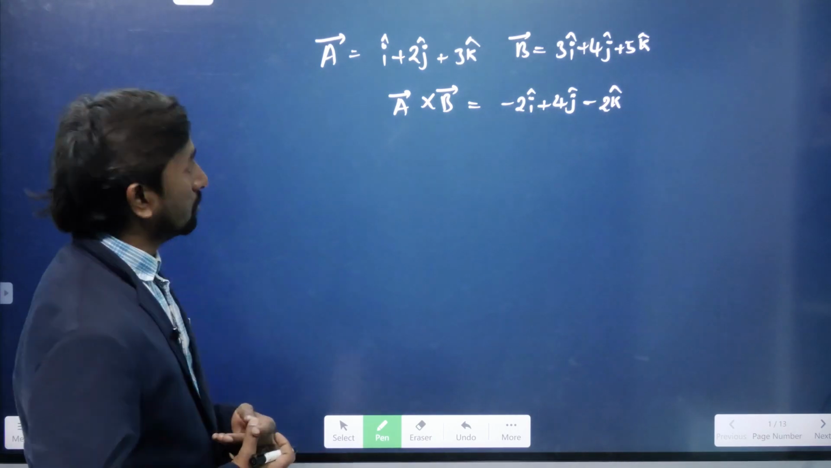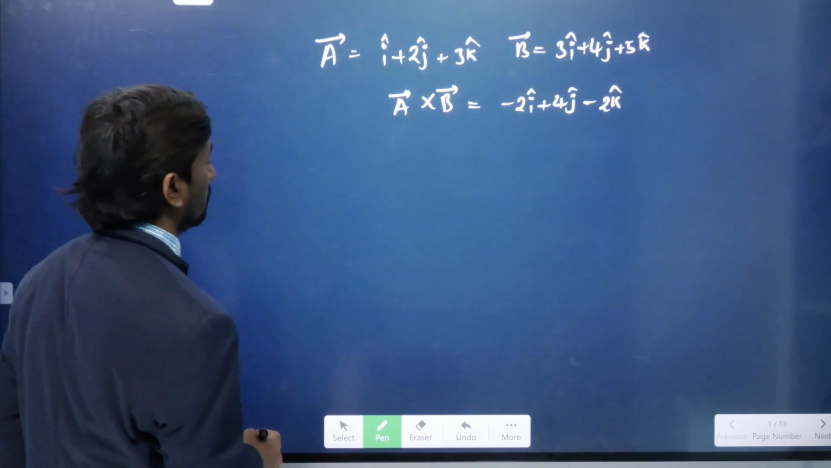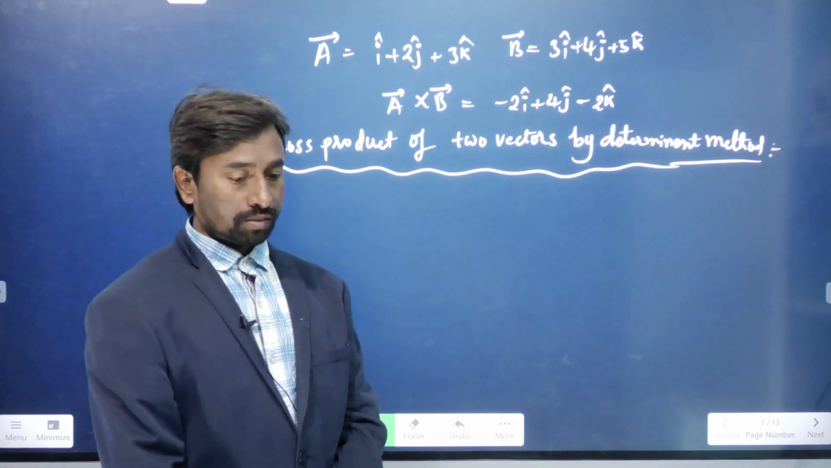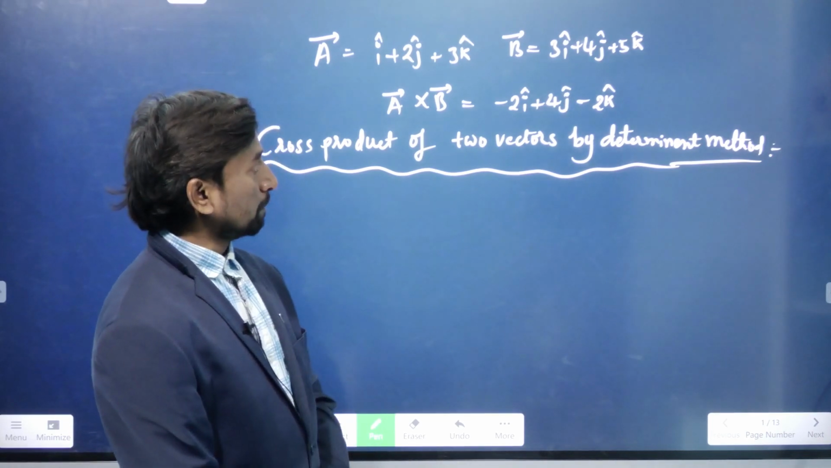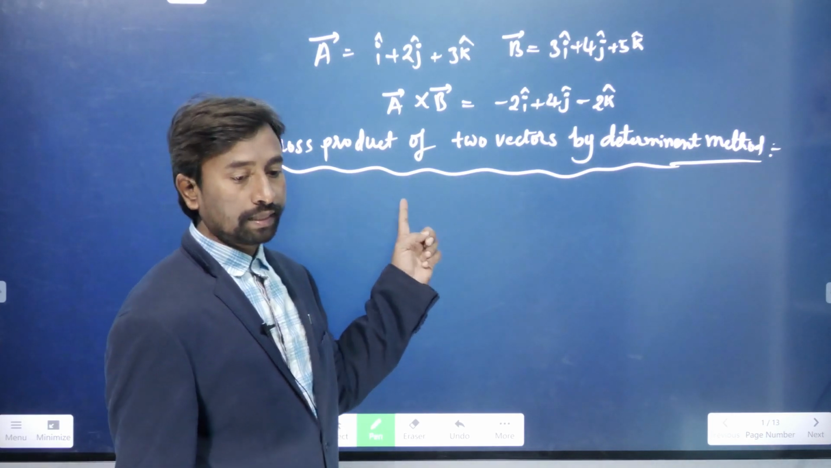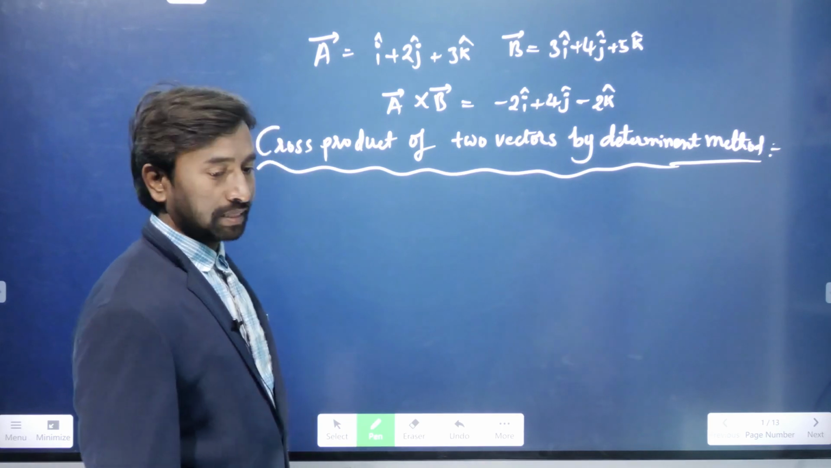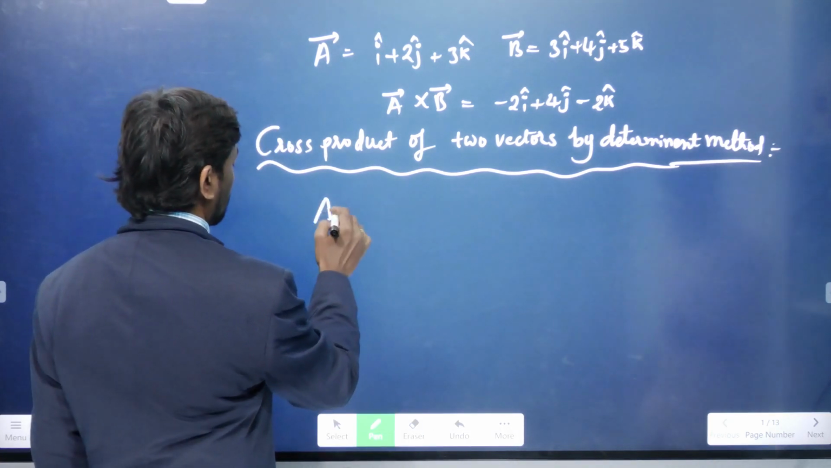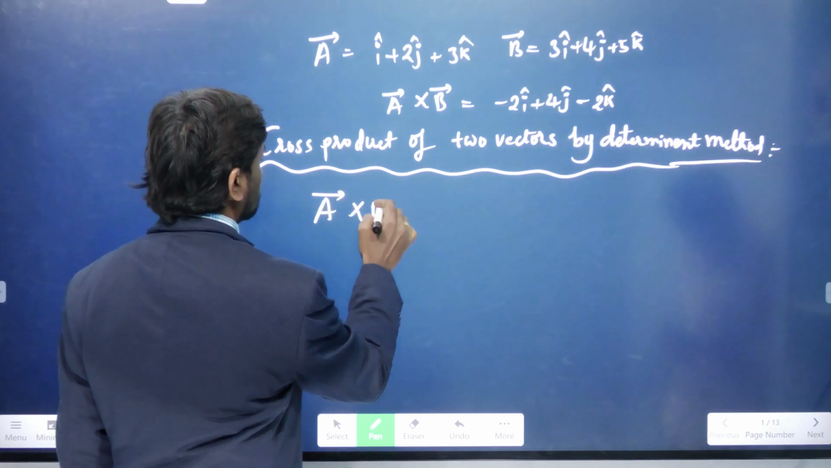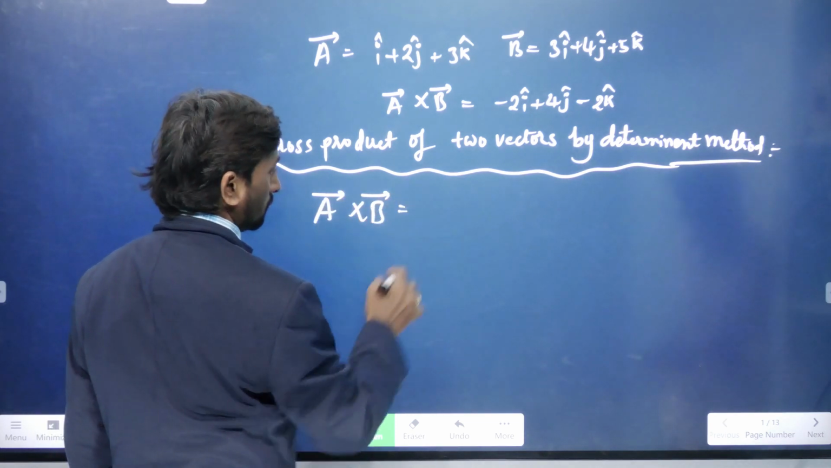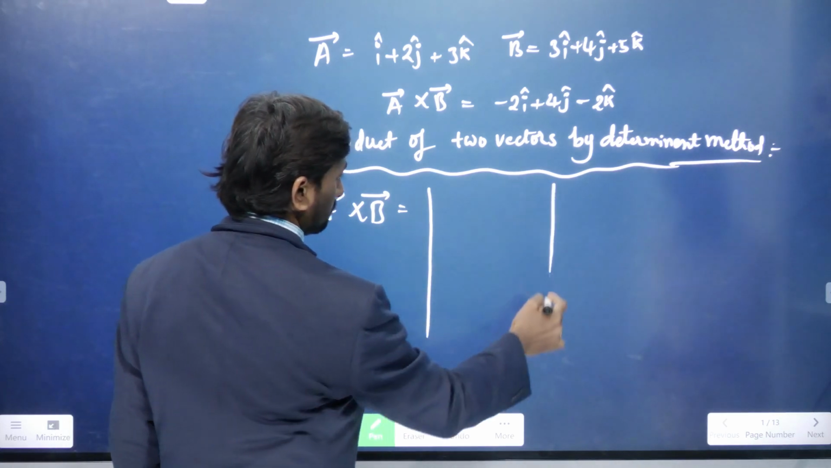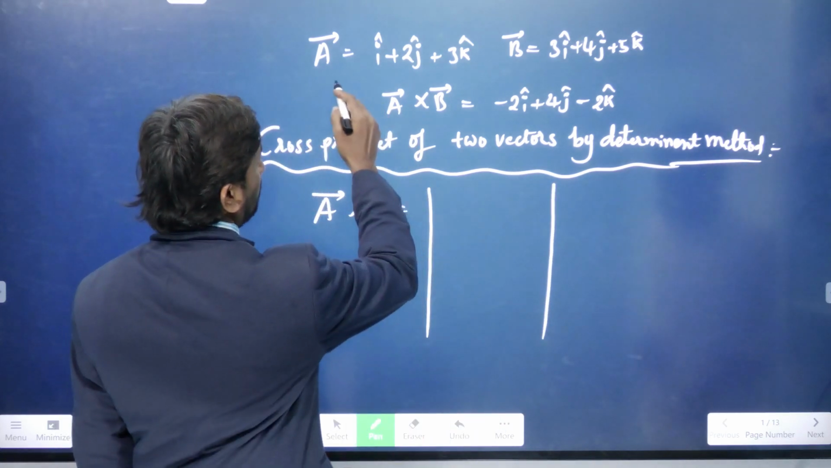So we'll see now the determinant method. Here you write down the cross product of the two given vectors. One method we have seen already, so now we are going to see the matrix determinant method. For that we will write a bar cross b bar equals a determinant.